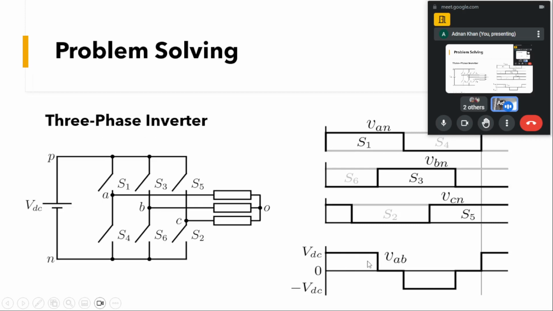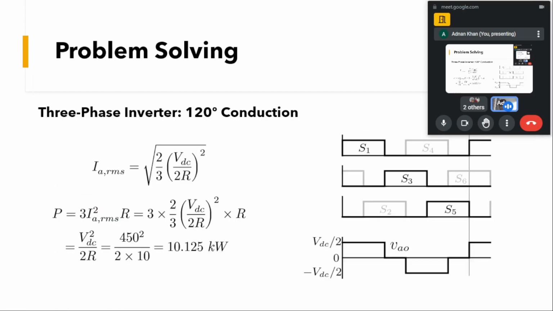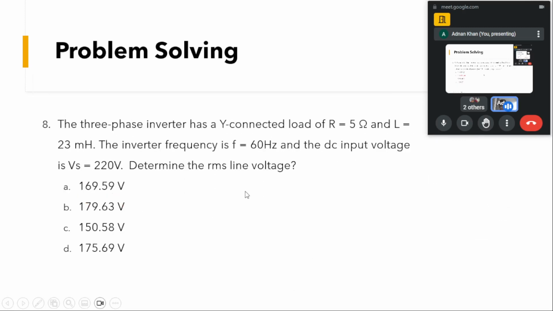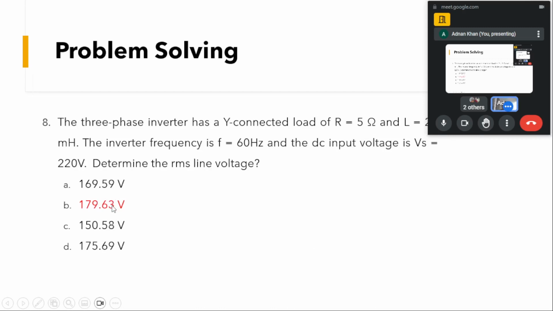We have to use a similar equation to the one we used previously, but that was for the peak of the current. Here we have to use the peak of the voltage. This will be equal to root 2 by 3 VDC whole squared. That is 2 by 3, 220 is given, squared, and it comes out to be 179.629 volts. If you know these equations, you can easily solve this question, just put in the values and get the answer.